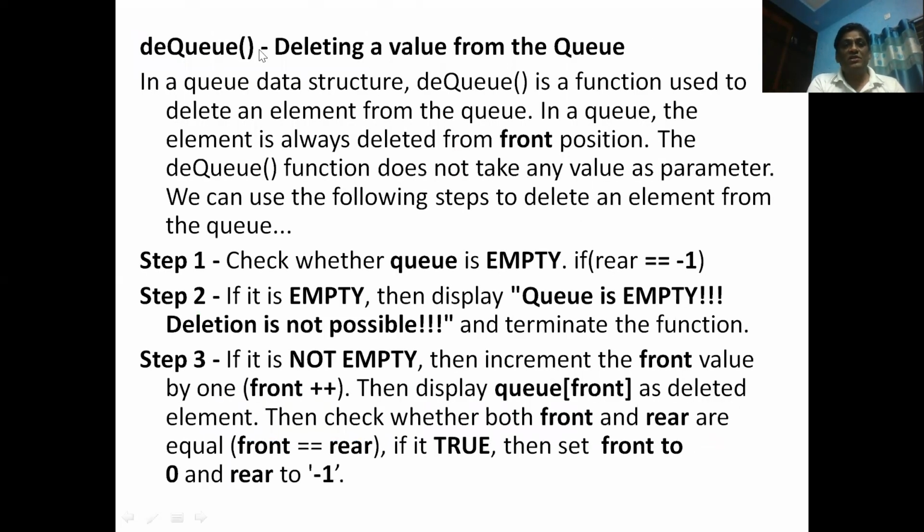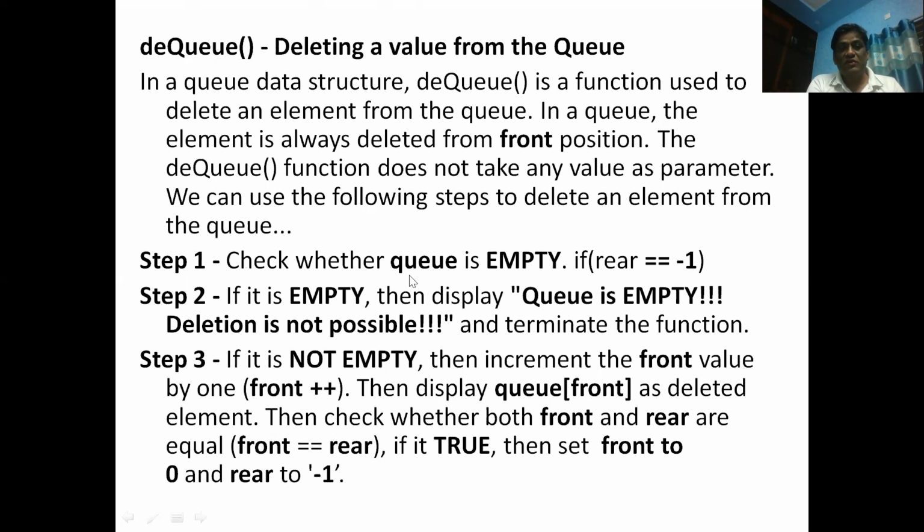Now the dequeue operation is for deleting a value from the queue. Please remember that the element to be deleted from the queue is always the front element. So the element pointed to by front will be deleted from the queue. You cannot delete any other element from the queue. You can delete only the element which is pointed to by the front position. For performing the deletion operation, these are the steps.